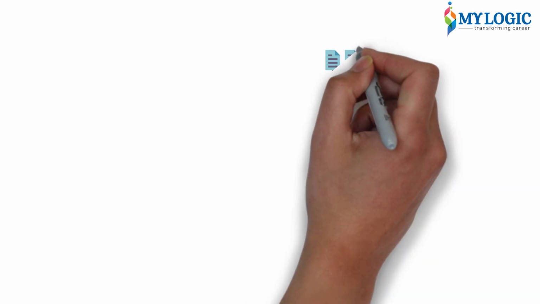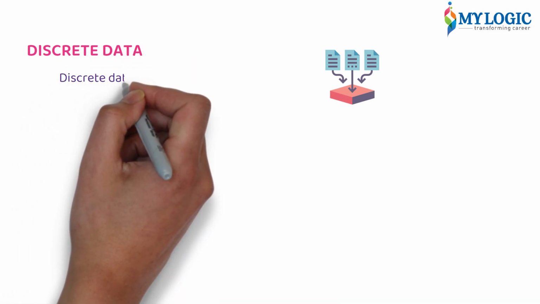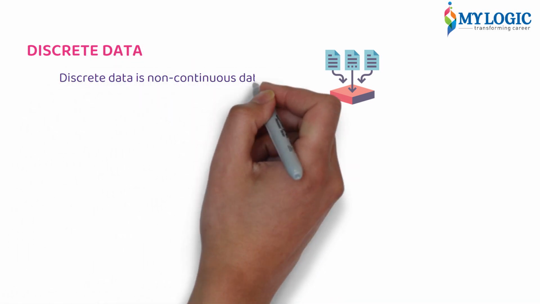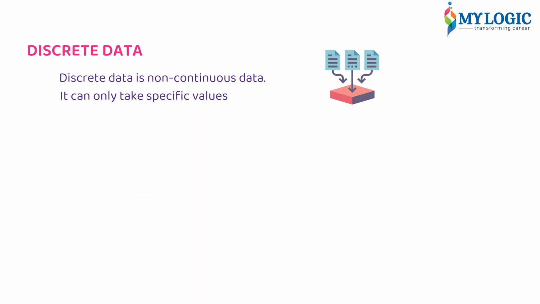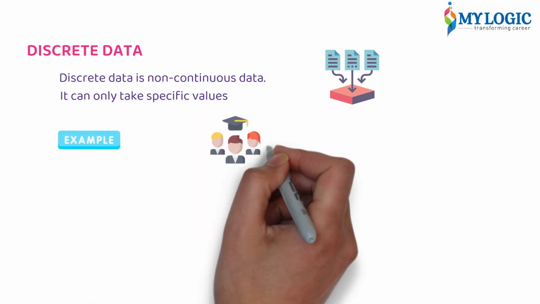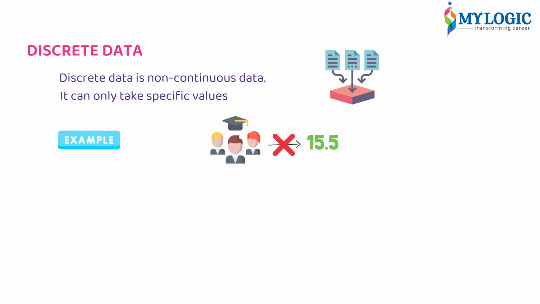Data can also be classified as discrete and continuous data. Discrete data. Discrete data is non-continuous data. It can only take specific values. Example: number of students attended will never be 15.5. Discrete data is countable.